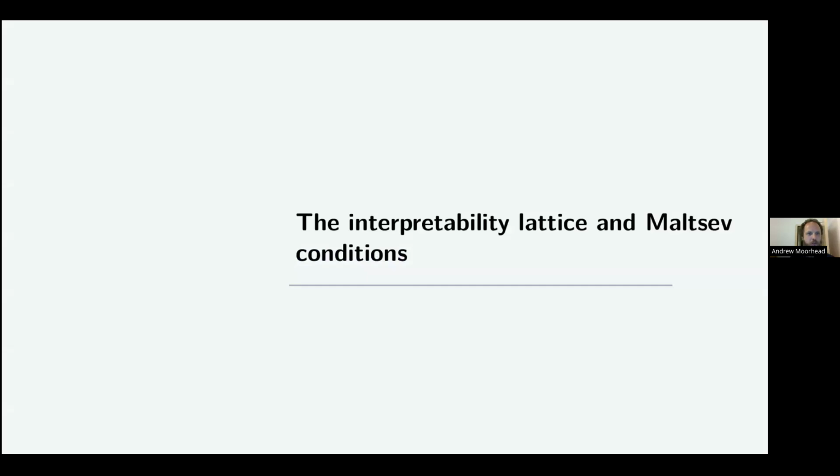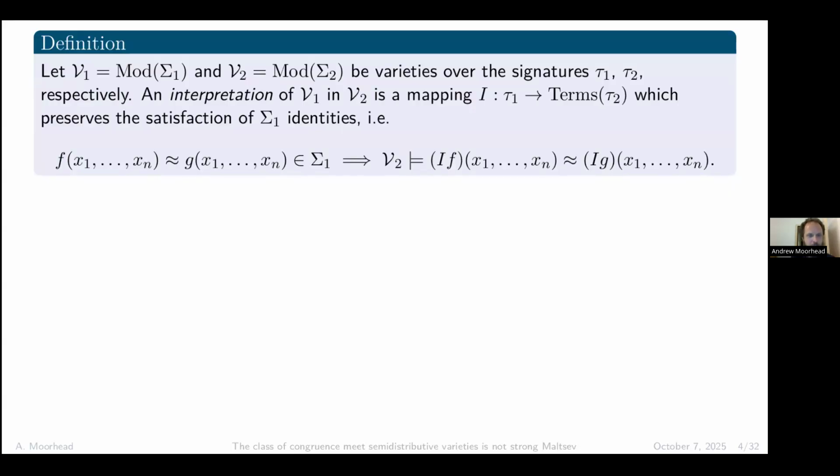If I have two varieties, the first one is the model of some equations, and the second one is the model of some other equations, and the respective signatures are tau 1 and tau 2, then an interpretation of the first variety into the second variety is just a way of replacing in the identities in sigma 1 some tau 2 terms so that the identities hold in the second variety. There's many ways that people like to talk about this. I think one of the cleanest and most elegant is that variety one interprets in variety two if there's a clone homomorphism from the clone of variety one into the clone of variety two.